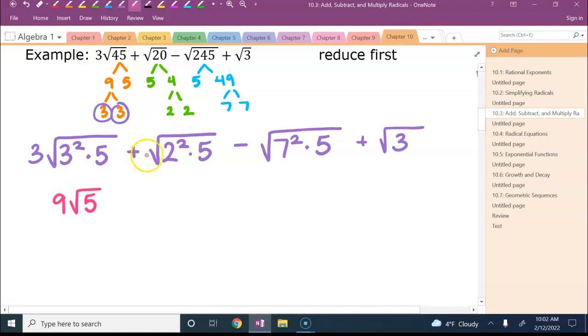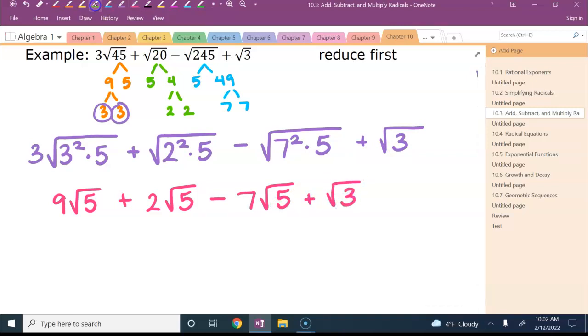2 squared, the 2 will come out, so plus 2, and then square root of 5. Minus the 7 will come out of this square root, so it's 7 square root of 5, and then plus the square root of 3. So now if you look at your problems, these 3 are all like each other because they all have that square root of 5 attached.